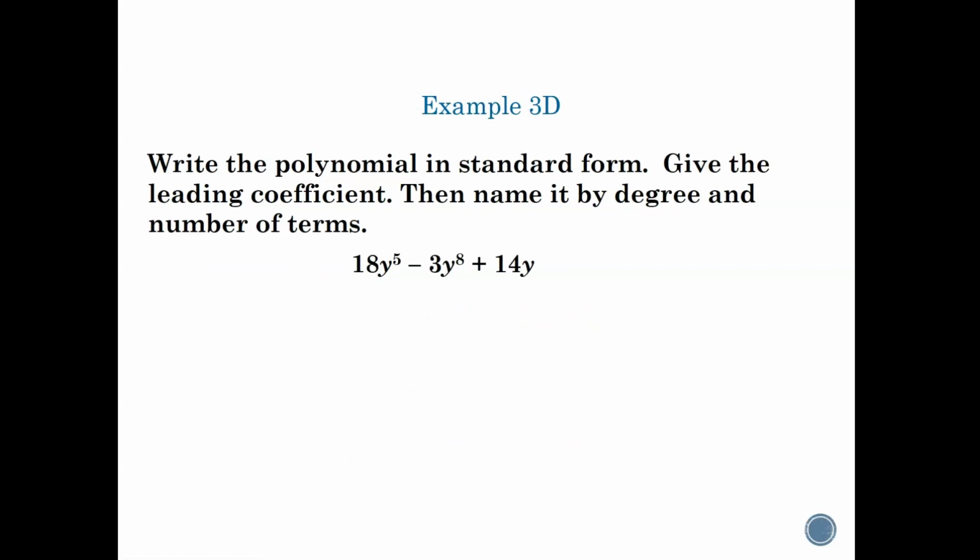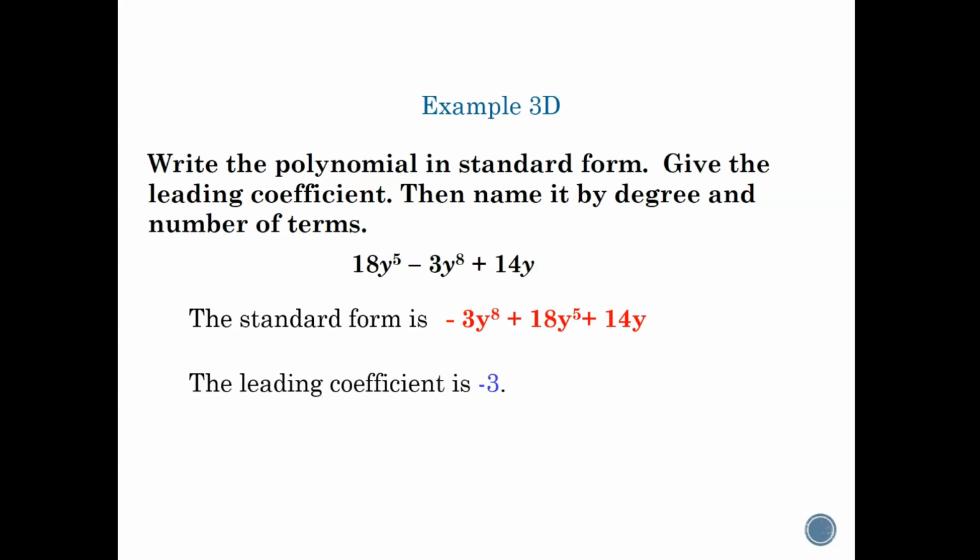18y to the 5th minus 3y to the 8th plus 14y. Standard form is -3y to the 8th plus 18y to the 5th plus 14y. The leading coefficient is -3. And this would be classified as an 8th degree trinomial, coming from the fact that there are 3 terms and the power of the highest term is 8.